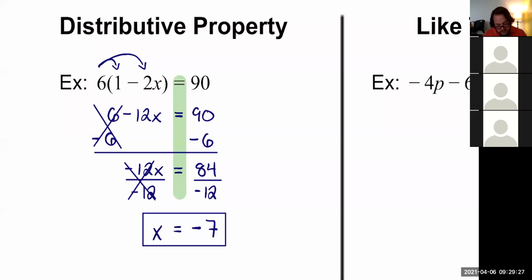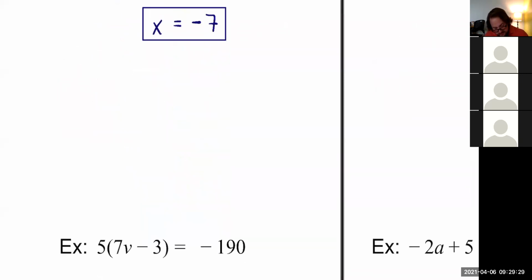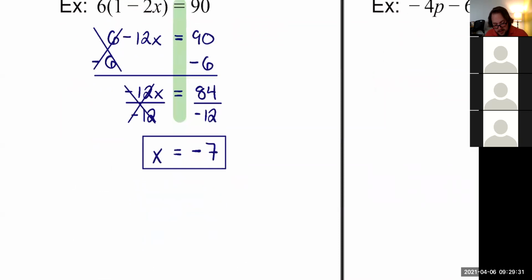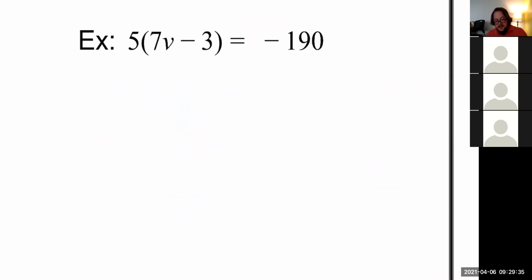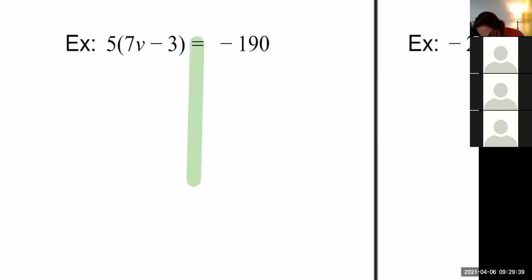All right. So let's take a look real quick. If you still need me to come back at some point, let me know. I can certainly do that. But let's take a look at another example where the distributive property is going to come into play. Let me throw in my little guideline there.